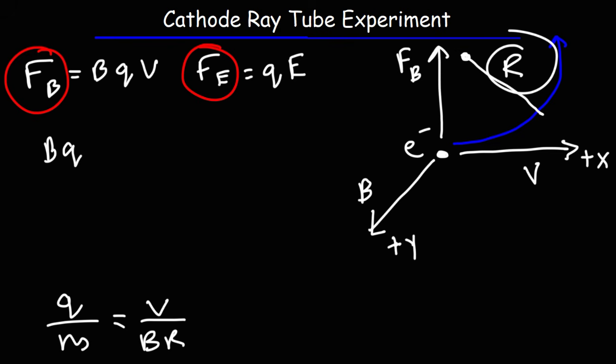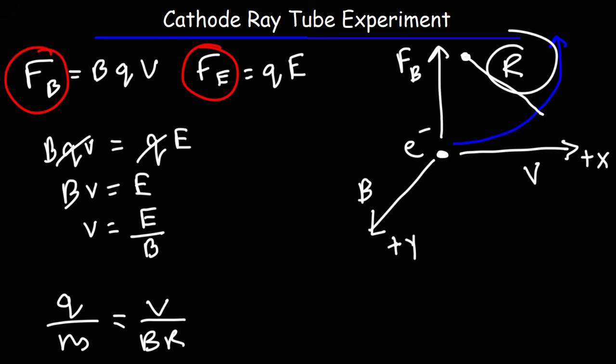If we can do that, then we could set BQV equal to QE. Dividing both sides by Q, we get B times V is equal to E. And dividing both sides by B, we get that the speed of the electron is equal to the electric field divided by the magnetic field, if we design the experiment in such a way that these two forces are equal. So we can replace V with E over B.